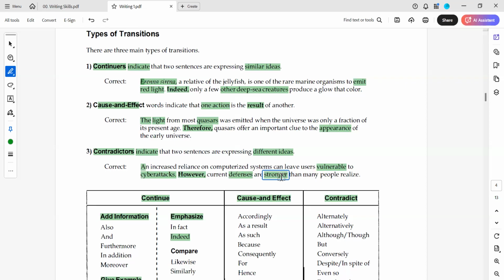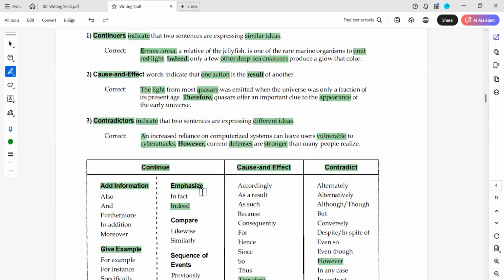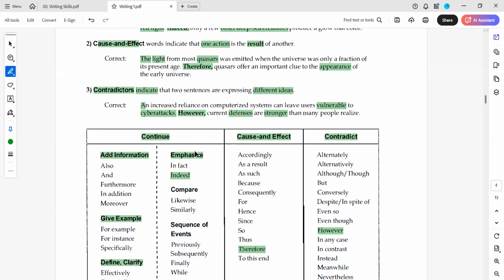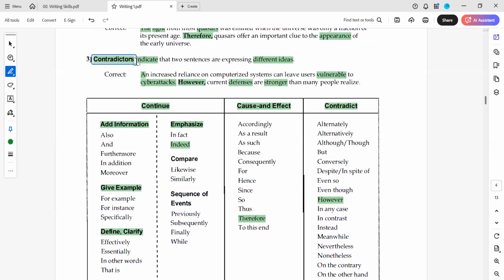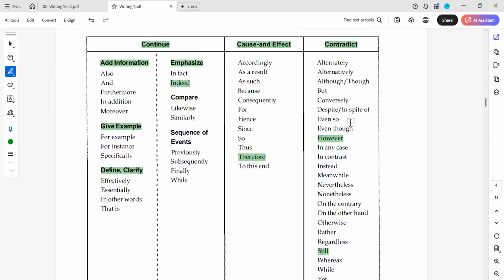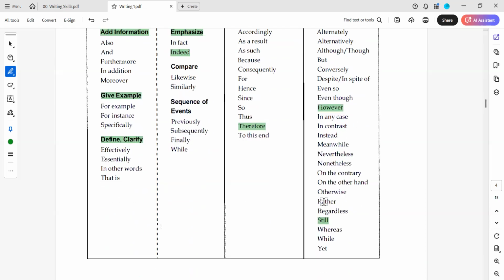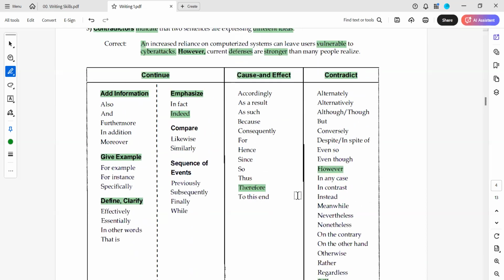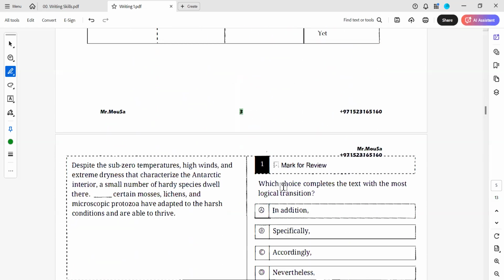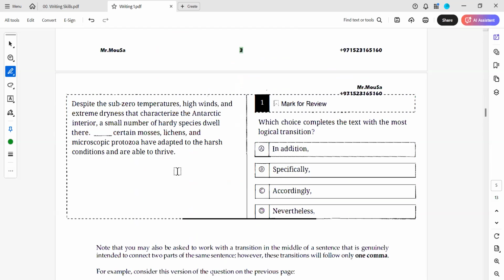So in that case, we need a contradictor. And of course, the correct answer is going to be the contradictor. However is used perfectly with that relationship. So in case we have contrast, it must be one of those contradictors. Okay, so three different types of transitions, and here we have them. Okay everyone, let's check what we have in that question.